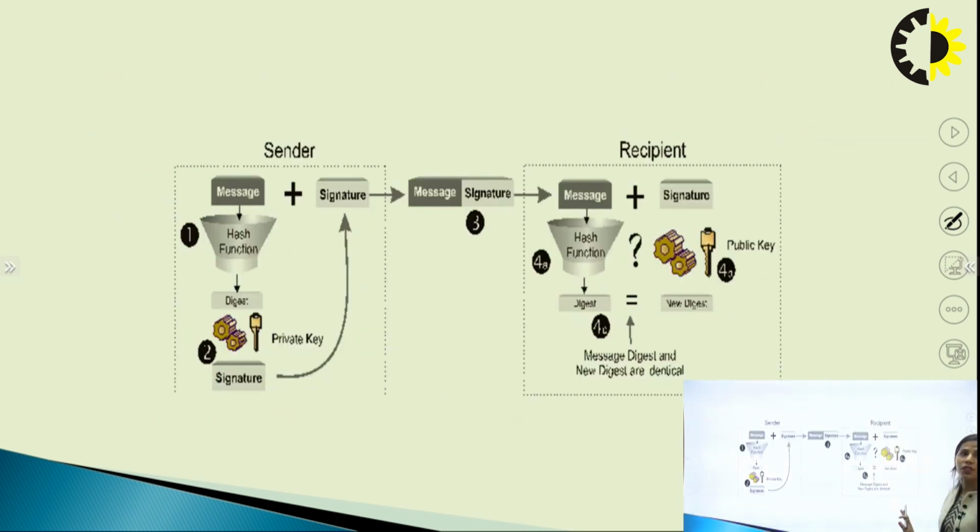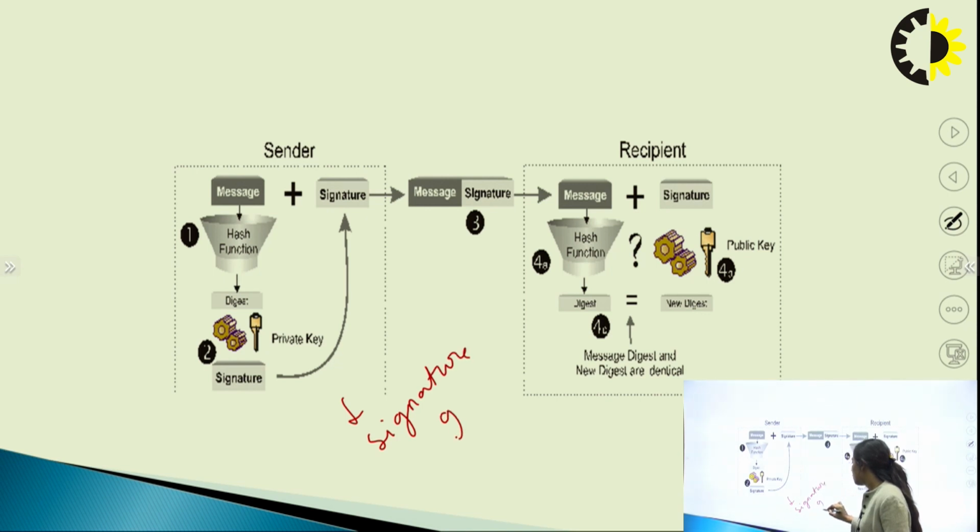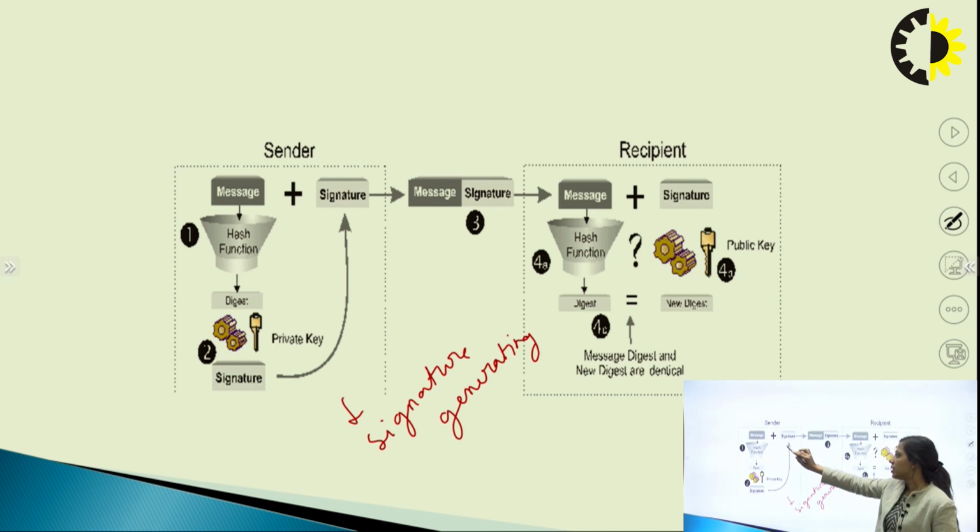This is the overall process for the digital signature. This is the message you are going to send to the receiver. This is the sender and you are going to send to the recipient. So whatever message you want to send, along with that you are generating one signature. So this is the process for your signature generation. You are generating one signature for the authentication. How are you going to generate the signature? You are using some hash function and the private key so that you can generate the particular signature.